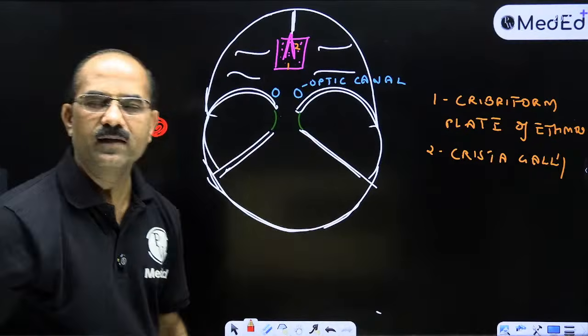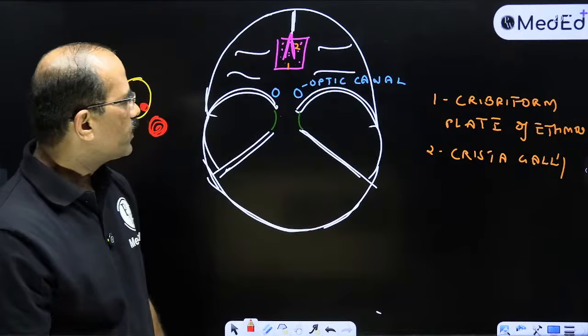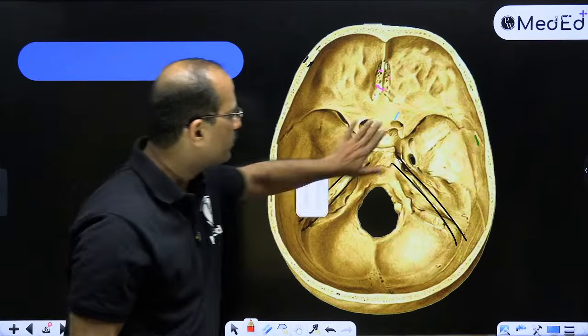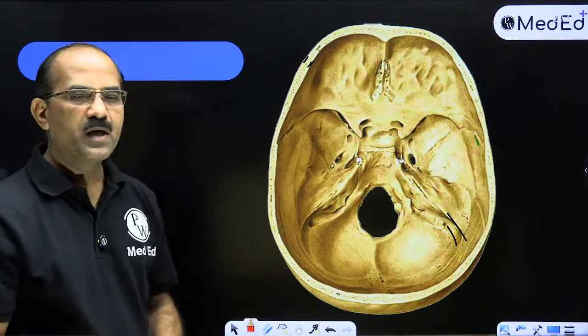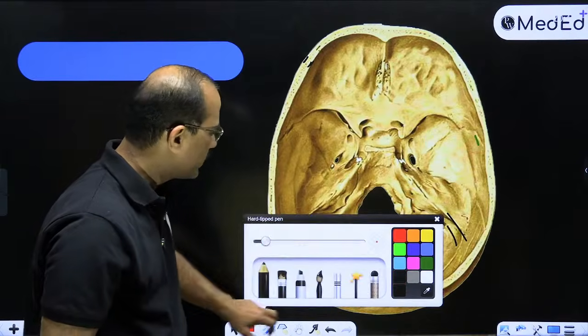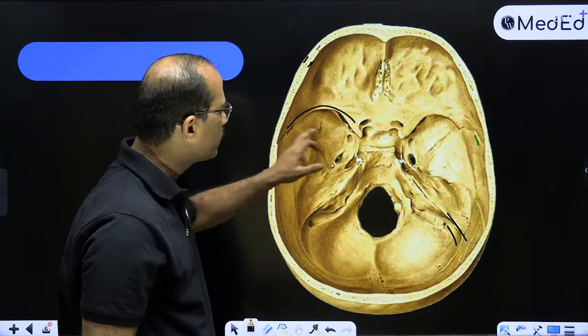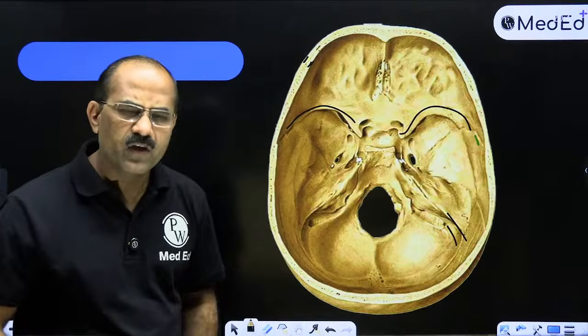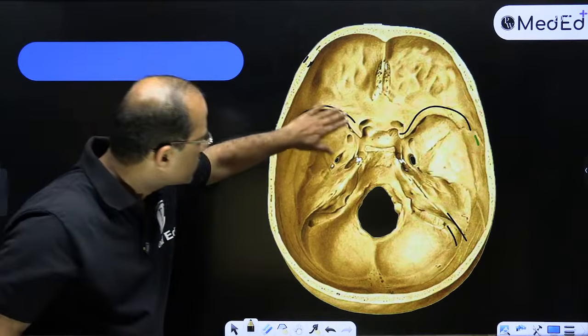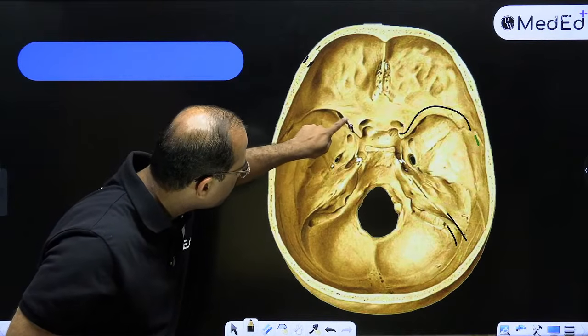So that's the anterior cranial fossa. Now we come here. अभी पीछे आते हैं, पीछे. We'll come here to the middle cranial fossa. See this lesser wing of sphenoid. ये lesser wing of sphenoid देख रहे हो? हाँ, ये lesser wing of sphenoid के नीचे look at this. You can see a big foramen.